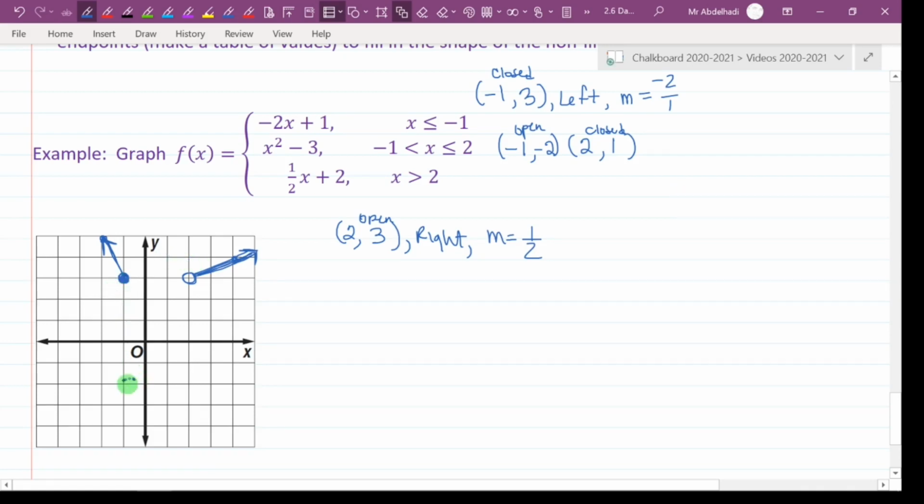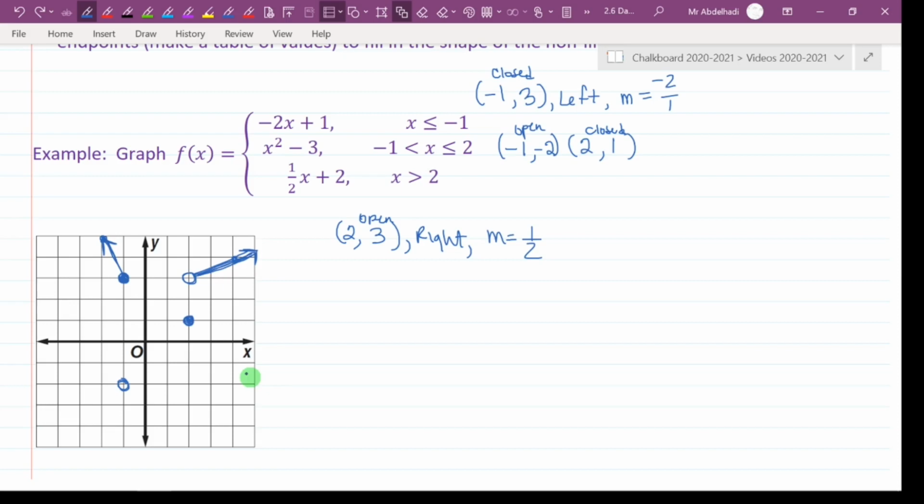Negative 1 comma negative 2 is down here, and we said this one was open. So an open circle at negative 1 comma negative 2. And then there's a closed circle at 2 comma 1, which is here. If this were a line segment, you would just connect the dots and you'd be done. Easy enough, right? Connect the dots and you're finished. However, when it's a nonlinear function, and it doesn't matter if it's a parabola or a square root function or an absolute value function or a sine function, you can't just connect the dots unless it's linear.